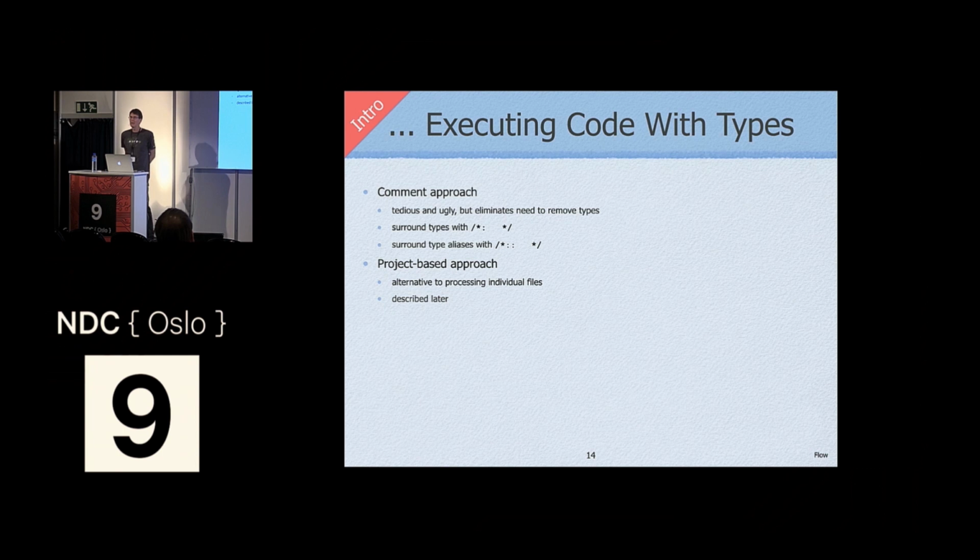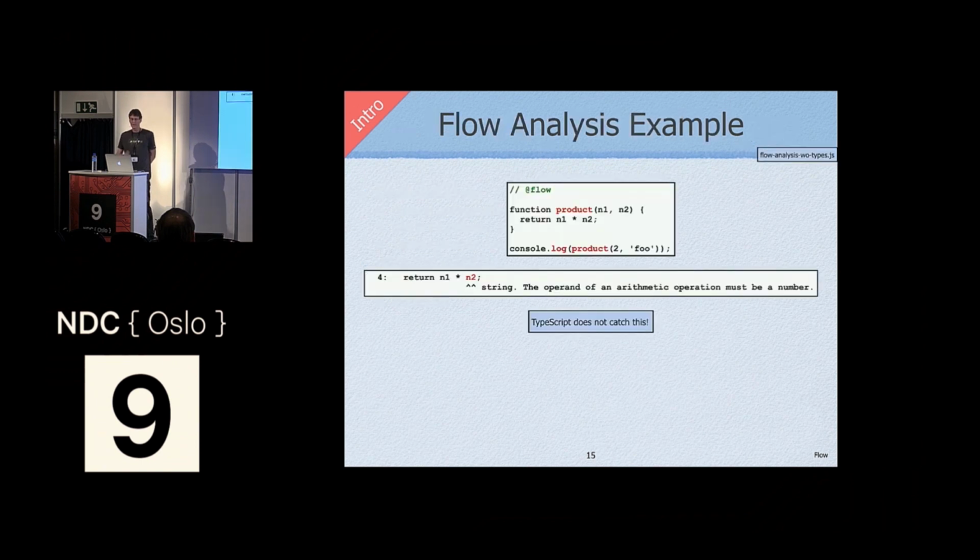There's another option that I really don't like, and that is that you can put special comments around all the type annotations in your file with the /*: syntax for a single type, or to surround a type alias, which we'll talk about what those are in just a bit. You have to use a double colon. I think that's kind of an ugly approach. I'd rather just use standard Flow annotations and then have some tool strip them out before I run the code. And then the project-based approach, we're going to get to that later.